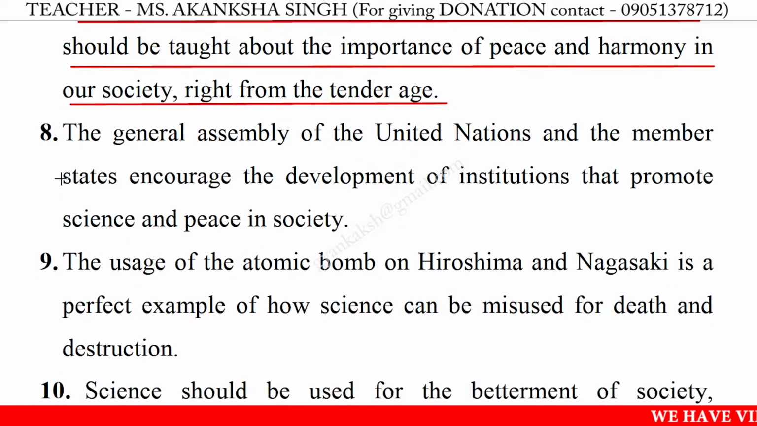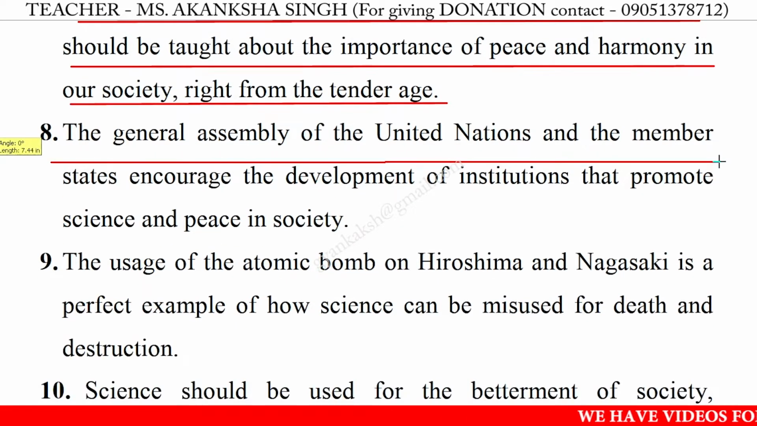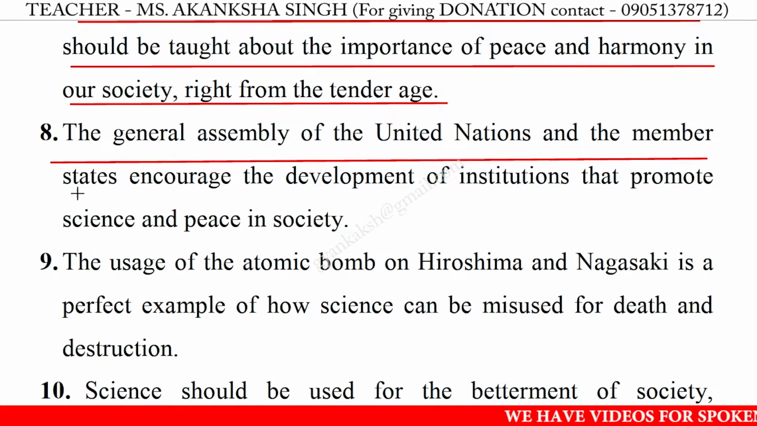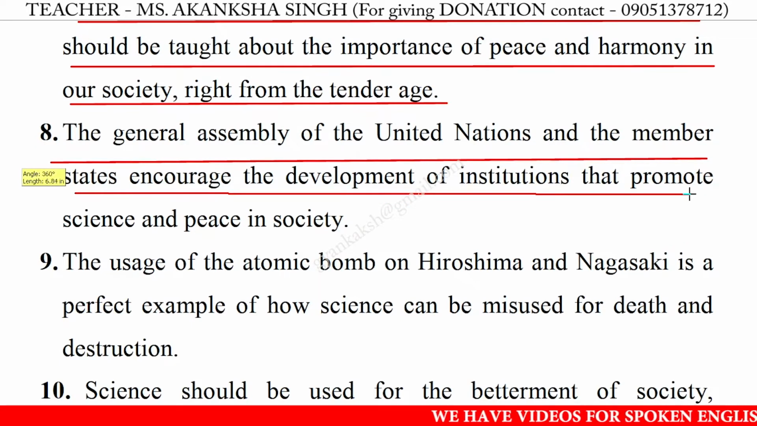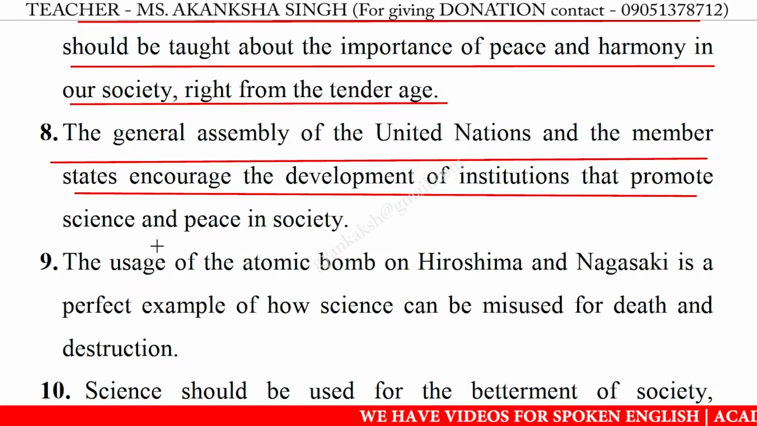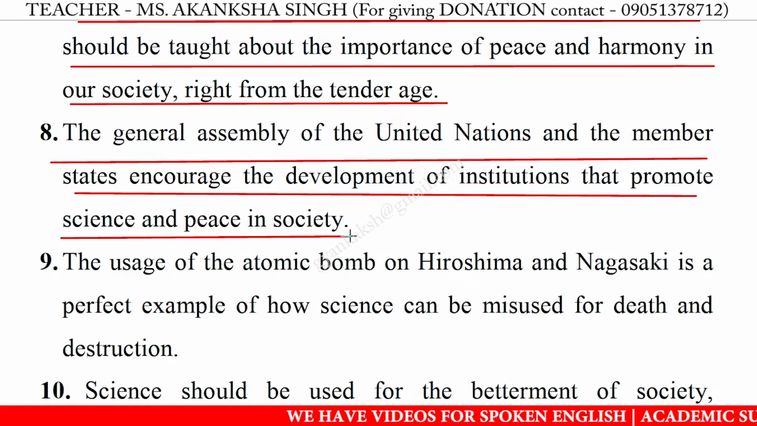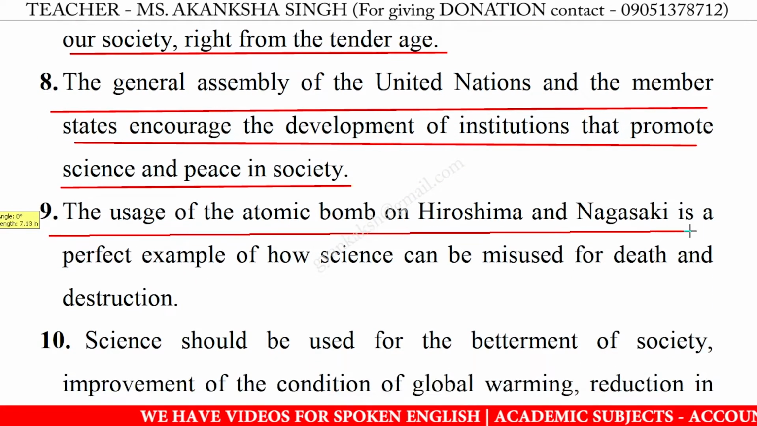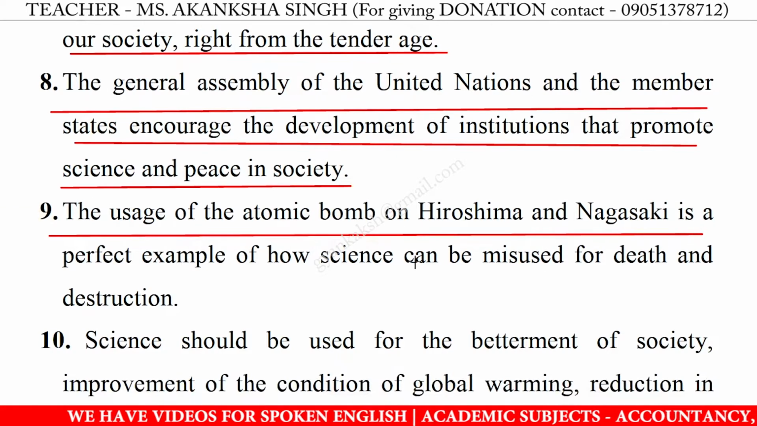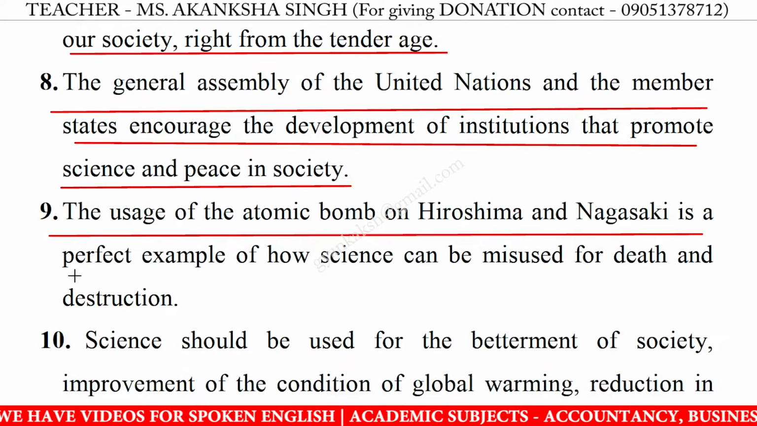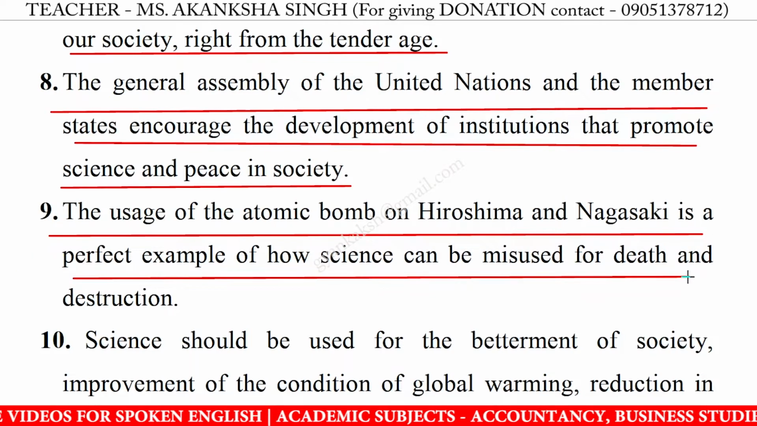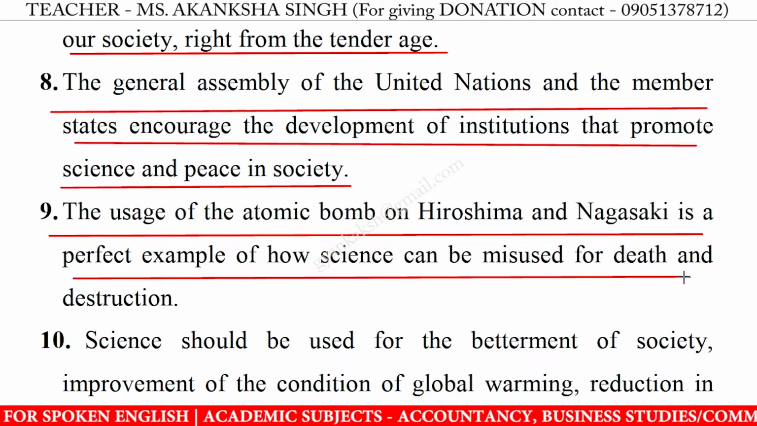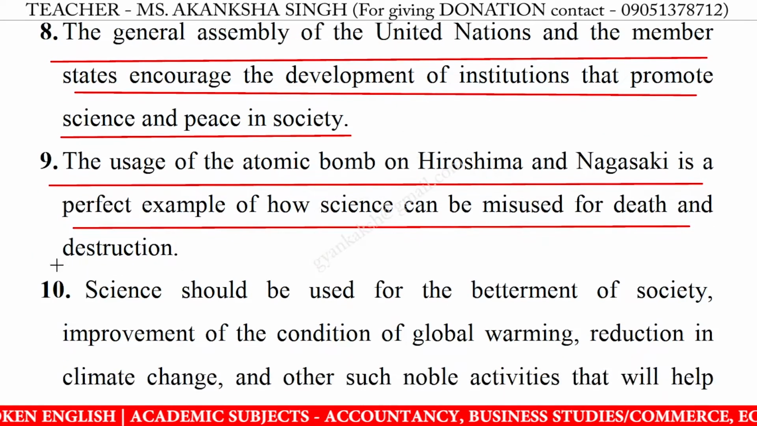Number 8. The General Assembly of the United Nations and the member states encourage the development of institutions that promote science and peace in society. Number 9. The usage of the atomic bomb on Hiroshima and Nagasaki is a perfect example of how science can be misused for death and destruction.